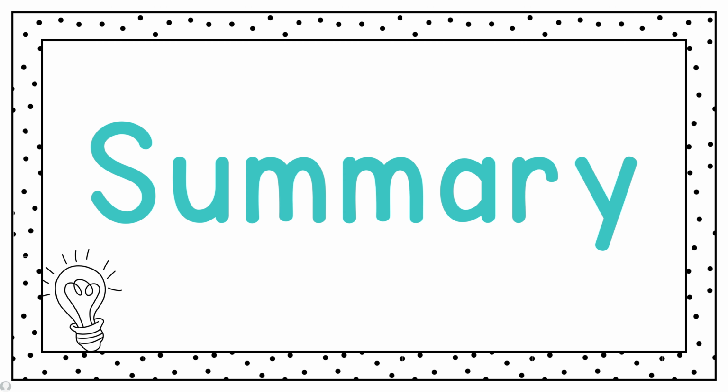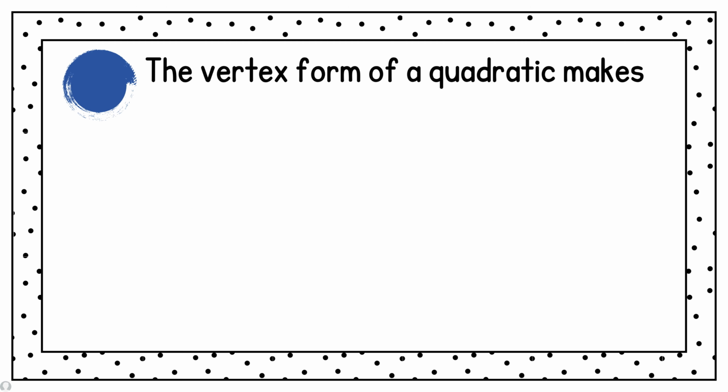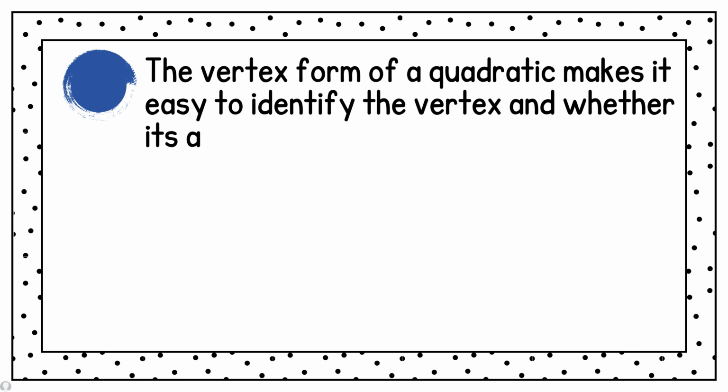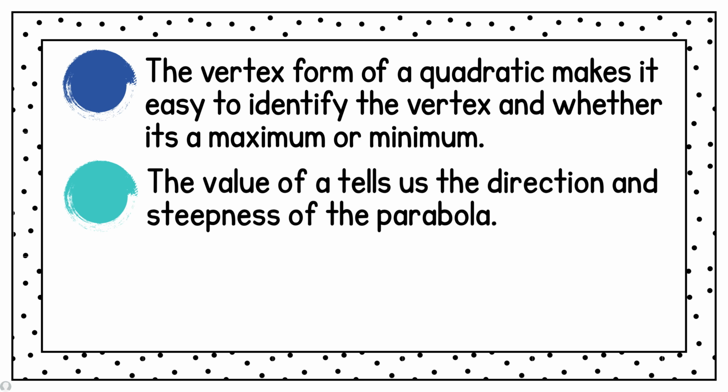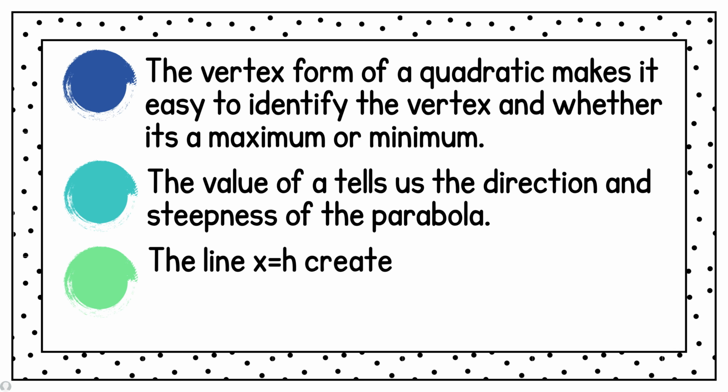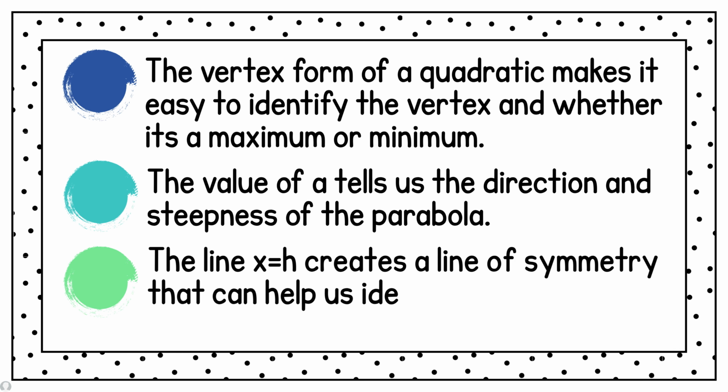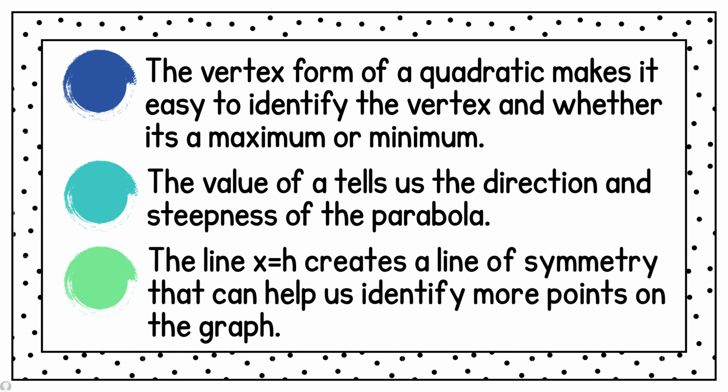Now let's summarize what we've learned. The vertex form of a quadratic makes it easy to identify the vertex and whether it's a maximum or minimum. The value of a tells us the direction and the steepness of the parabola. And the line x equals h creates a line of symmetry that can help us identify more points on the graph.